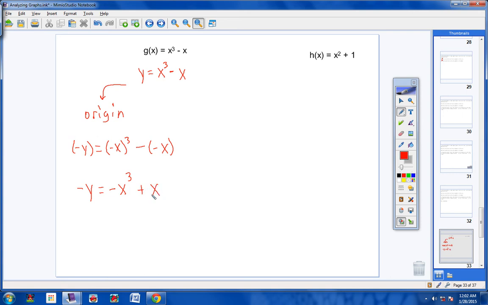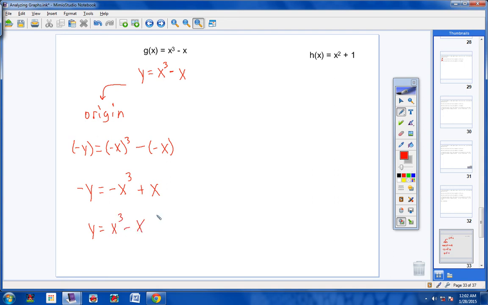Okay, let's review. Everywhere there's a y, you put a negative y. Everywhere there's an x, you put a negative x. Then you simplify and then get y by itself. So to get y by itself, we're going to go through and change all the signs. So y equals, that'd be a positive and then a negative.